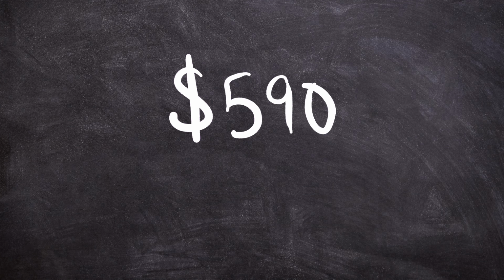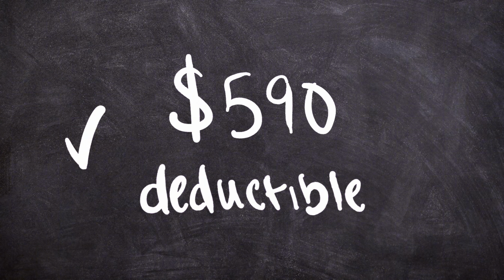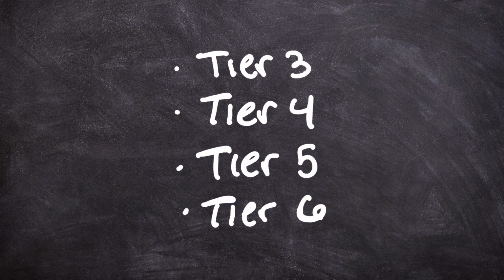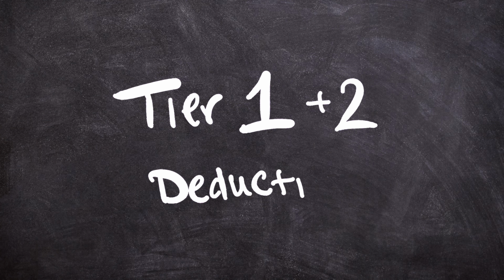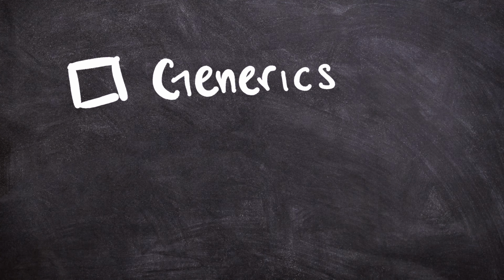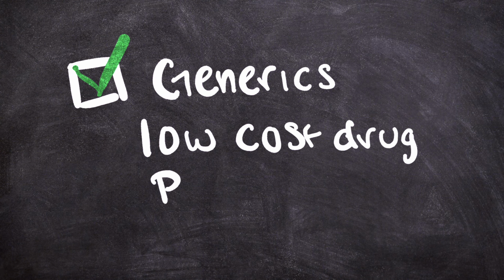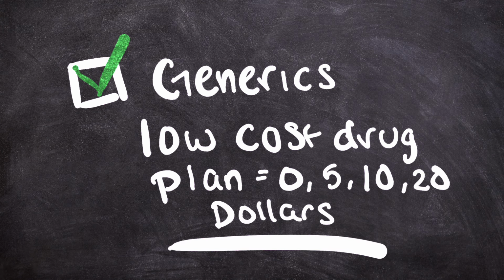A lot of these plans will have a $590 deductible, which is something that you will have to meet before you get copays on tier 3, 4, 5, and even tier 6 drugs that are on the market. Most of these plans for tier 1 and 2, you do not have to reach your deductible. So if you are on generics, it's in your best interest to take a lower cost drug plan because these will still cover your generics at $0, $5, $10, and maybe even $20 for some of your generic drugs.